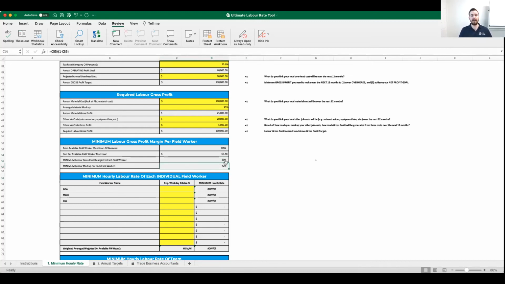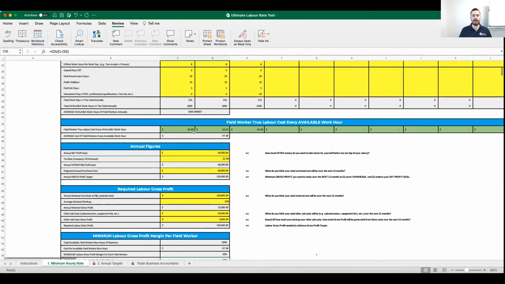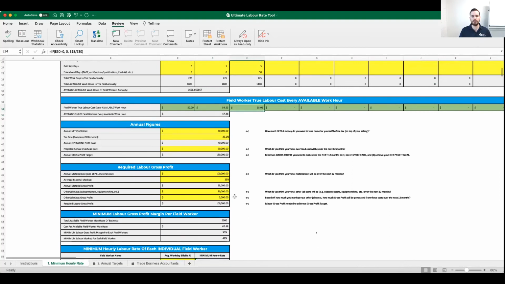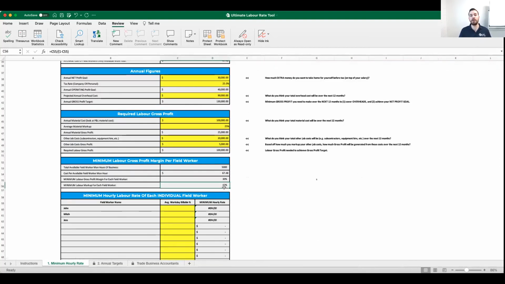But all this is saying is we need to mark up each of these hourly costs, so $50, $54, $35, each of them by 42% in order to figure out what this minimum labor rate is in order to cover their salaries, cover the overhead costs, and achieve the net profit goal.